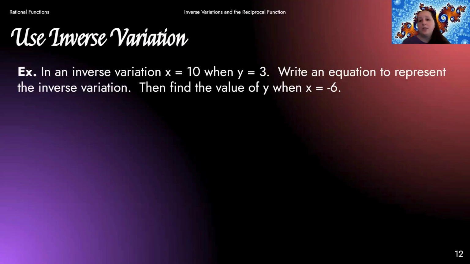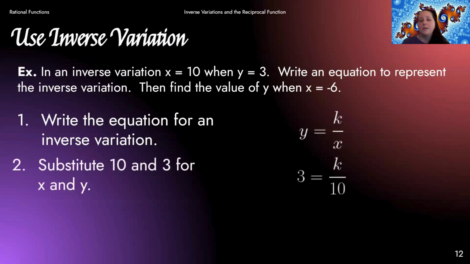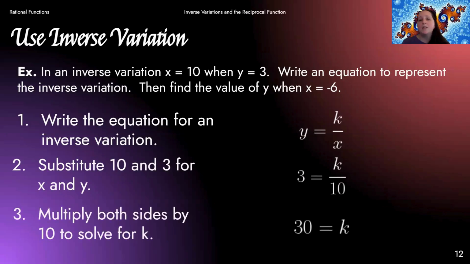So again, I'm going to use this formula that I found, y equals k divided by x. K is my constant of variation. I know my x and I know my y, so I'm going to substitute those values in, and then solve for k. I can do this by multiplying 3 times 10, which gives me 30. So my constant of variation is 30 in this case.